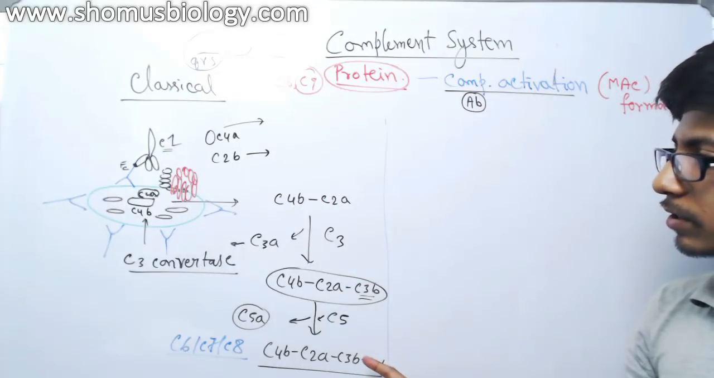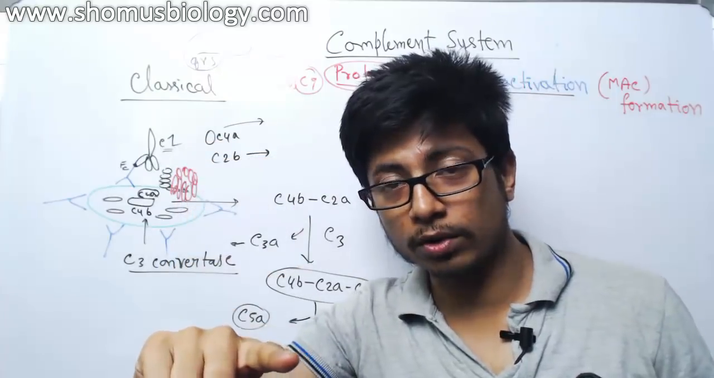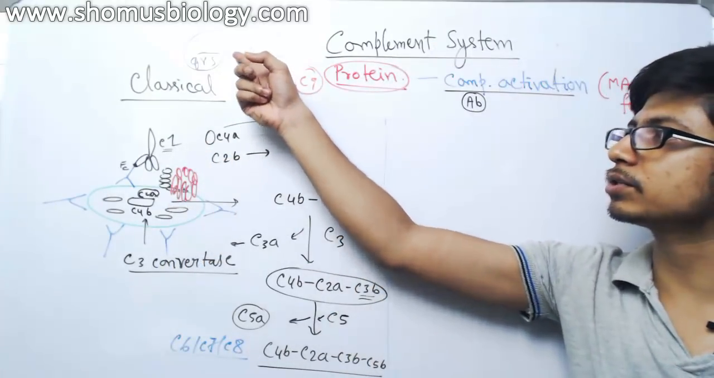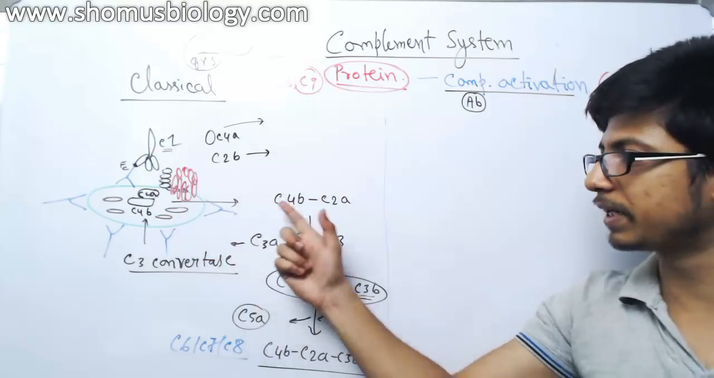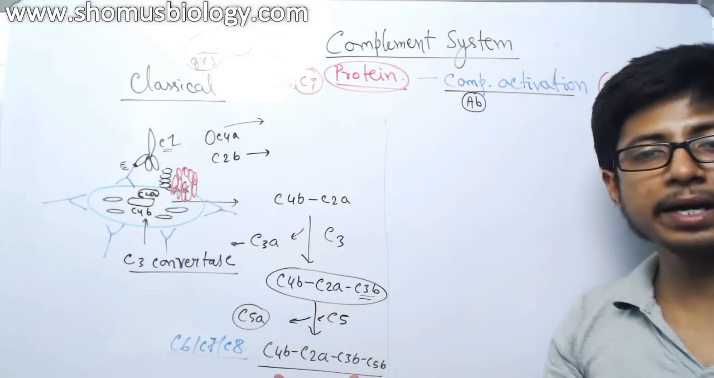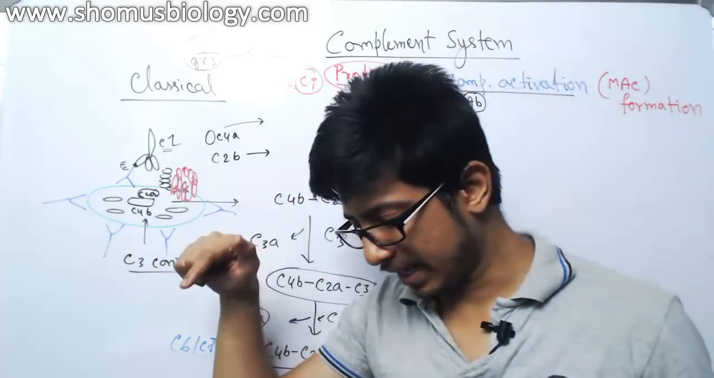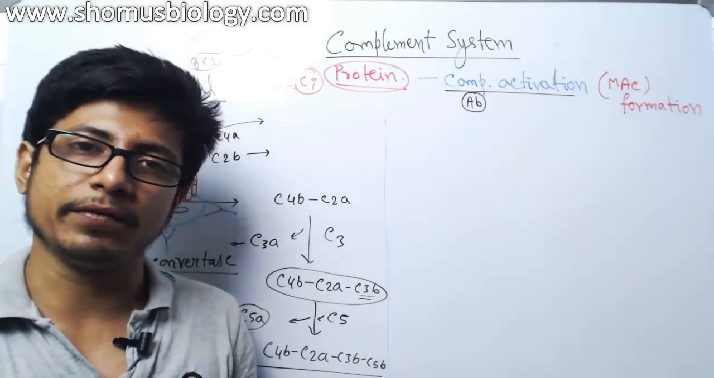You see the whole process of the classical mode started with C1 recruiting C4, C4 breaking down C2, complex is formed, C3 convertase breaks down C3, C5 convertase formed, breaks down C5, membrane attack complex formed, bring C9, create the pore, cell is dead. So these are the sequential events.